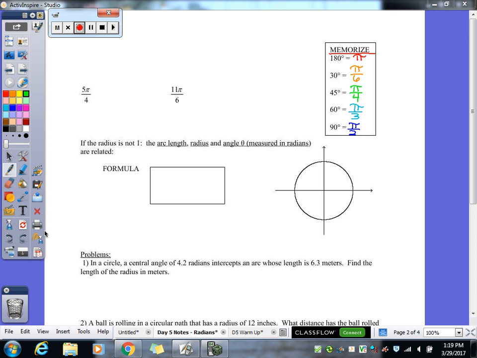So here we got pi over 4, which would be what? 45. 45 times 5. Not 180. 225. If you look at our chart, 180 would just be pi. Okay, and then pi over 6. 30, then times 11 would give us 330.